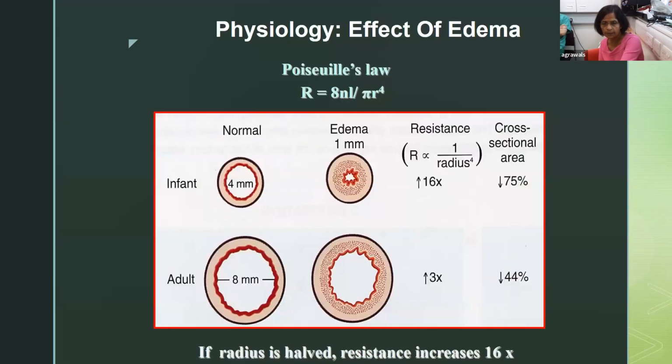This, as I already alluded to, the effects of edema or any kind of airway obstruction is much greater because a normal infantile airway radius is only 4 millimeters. And if you have an edema, that would lead to only a 1 millimeter radius. And then, of course, the cross-sectional area reduces by 75%, but the resistance goes up by 16 times. Whilst in an adult, in comparison, the cross-sectional area would only reduce by 44%, and the resistance would go up by 3 times. So there's a huge difference.